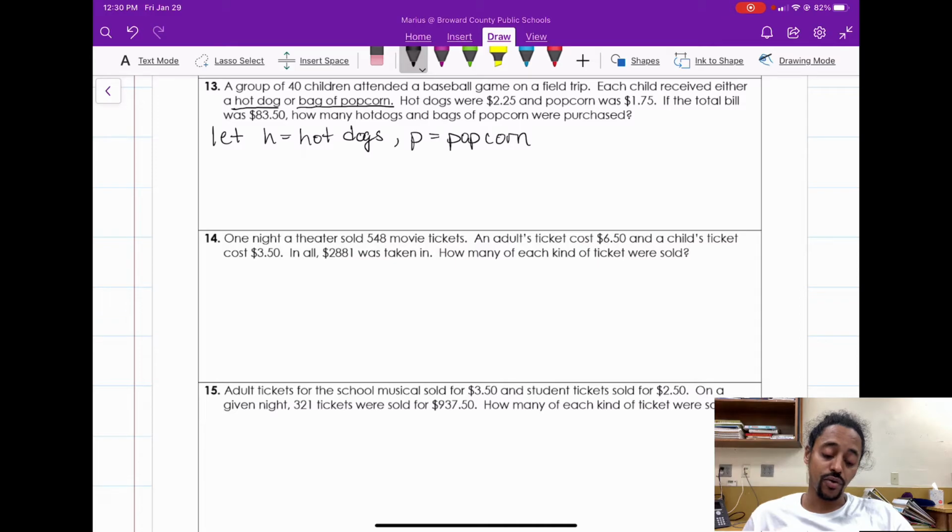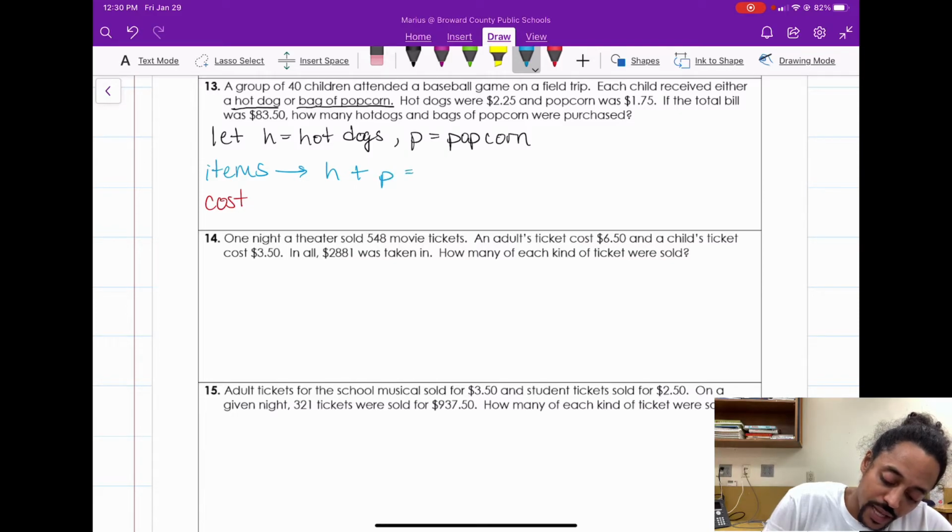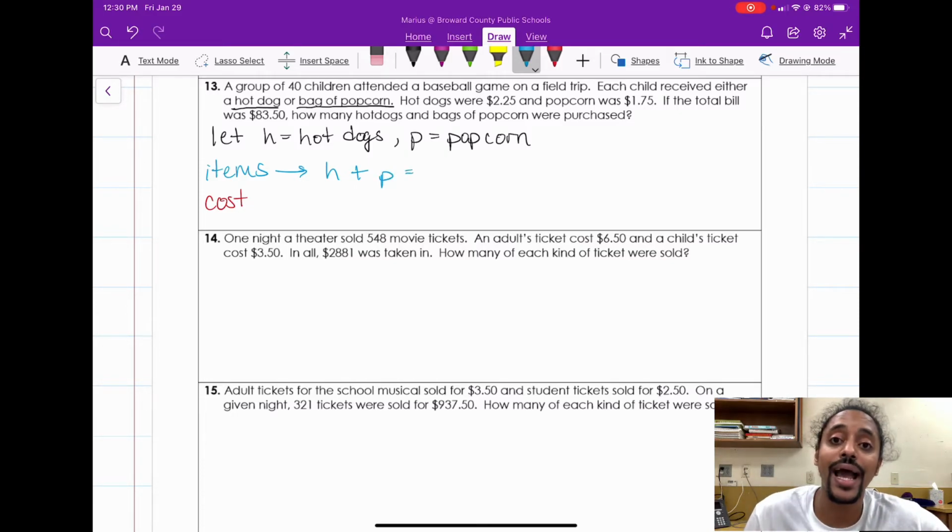Now that we've identified that, once again, we want to look for some totals, okay? They told us the total number of children, and they said each child received either hot dog or popcorn. So we know altogether there were 40 items bought, because each child, and there were 40 children. So one of our equations is going to be based on the number of items, and then our other equation is going to be based on cost. So the number of items, we know some hot dogs were bought, we know some bags of popcorn were bought, and we know how many total items were bought.